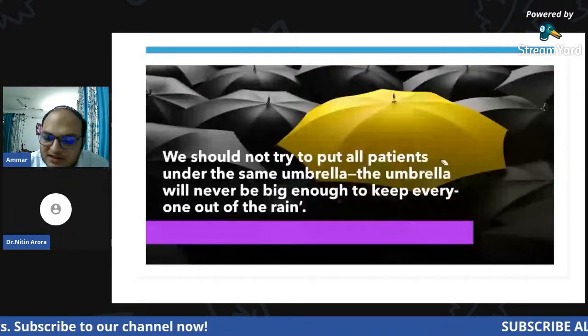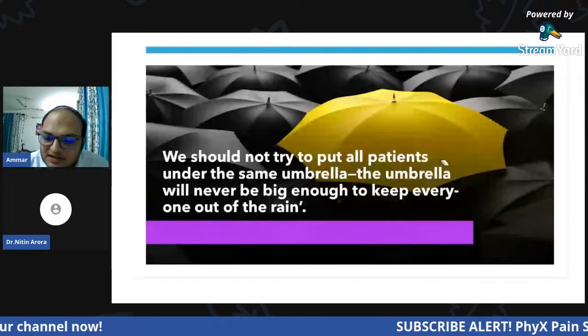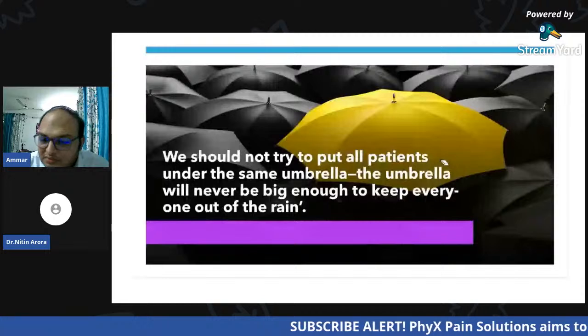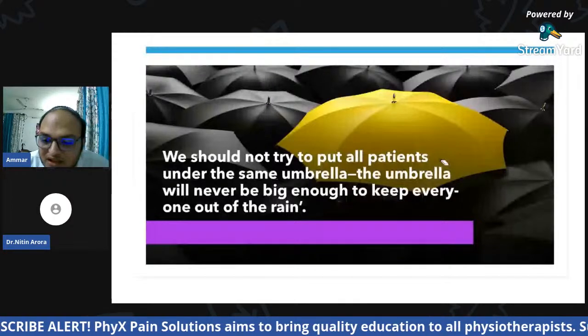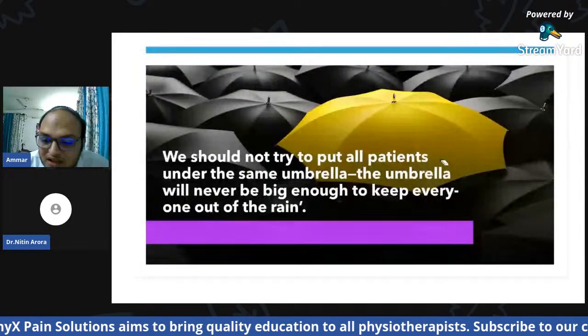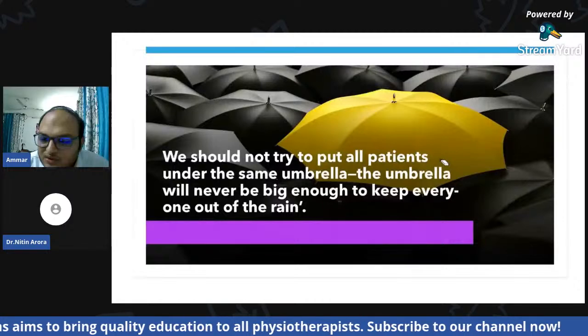Don't try to put all patients under the same umbrella. The umbrella will never be big enough to keep everyone out of the rain. Remember this thing. Don't do the same treatment on everyone. Be a physio who's unique, and that's when the patient will come to you, right? Otherwise, no one is going to come to you.